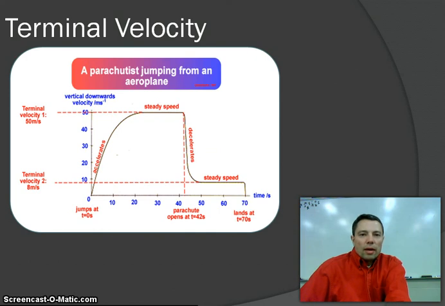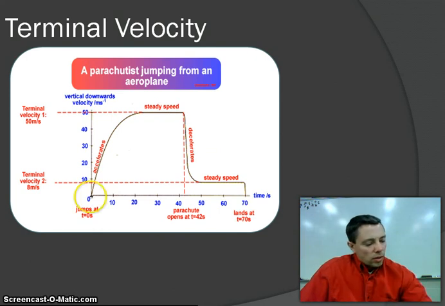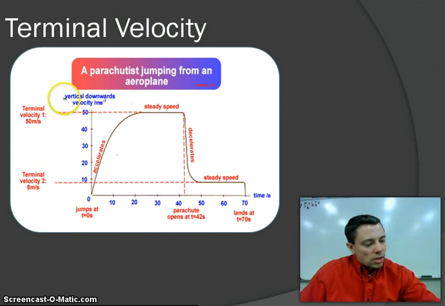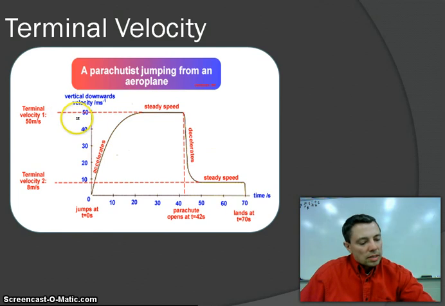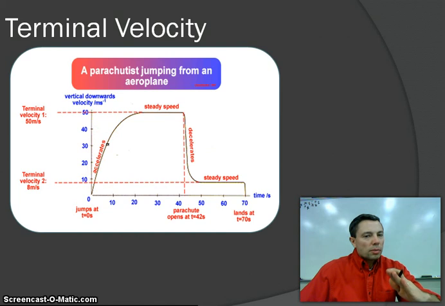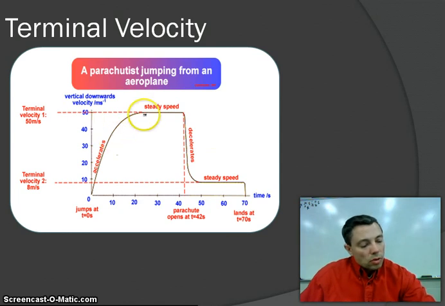Now, typically this is a graph of what we expect to see when we jump out of an airplane. We start here with time equaling 0. We jump and then we accelerate, so we see this acceleration. Notice this is a velocity time graph. And so we see a nice straight line until we get to a point. A straight line on a velocity time graph tells me that I have constant acceleration. And the slope of that line is my acceleration rate.